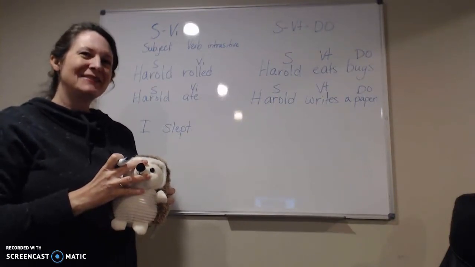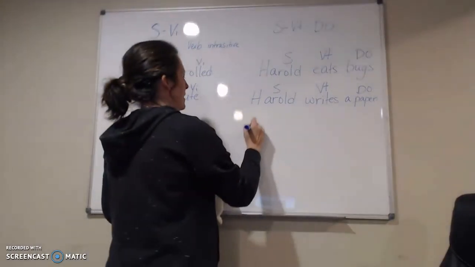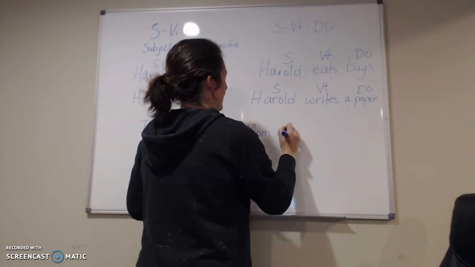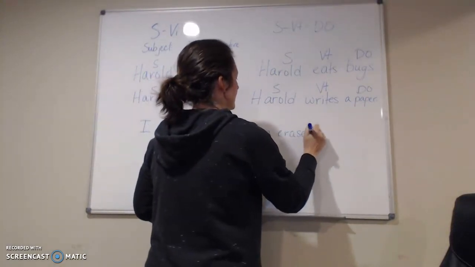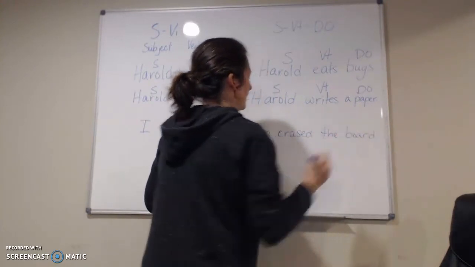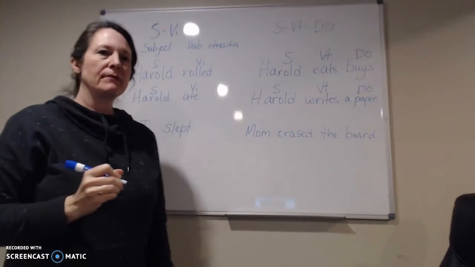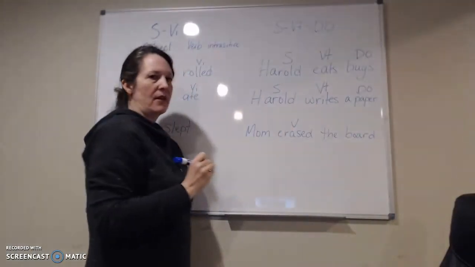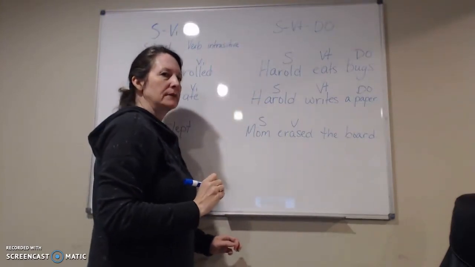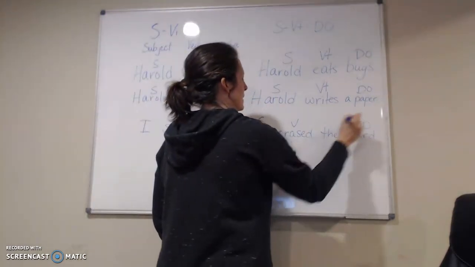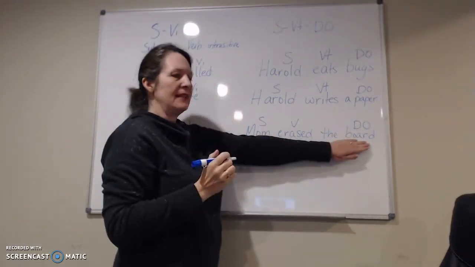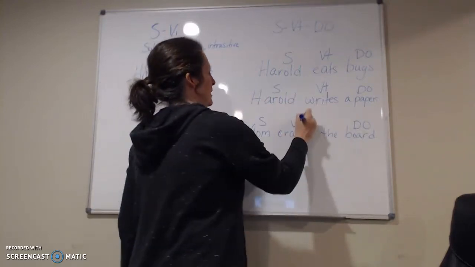It's hard. Mom erased the board. Mom. Oh, let me spell that right. Erased the board. Okay, let's test this. What is the verb? Erased. Who erased? Mom. Mom erased what, Joel? The board. We know that Mom erased what? The board. That's a direct object. It's a noun that comes after the transitive verb.